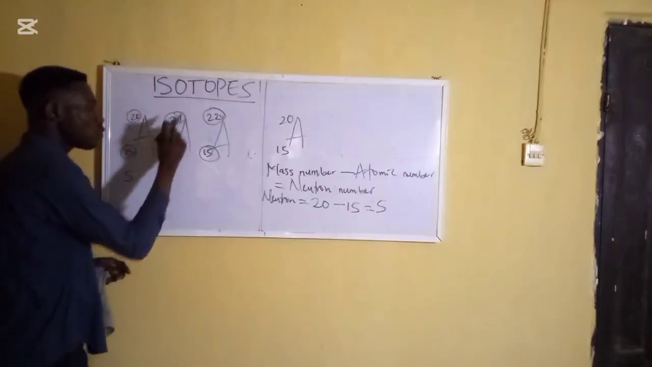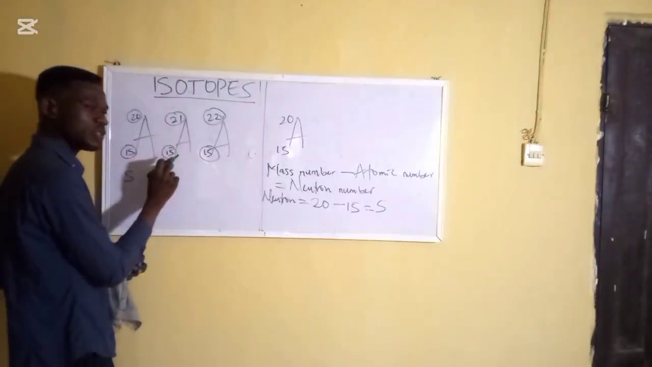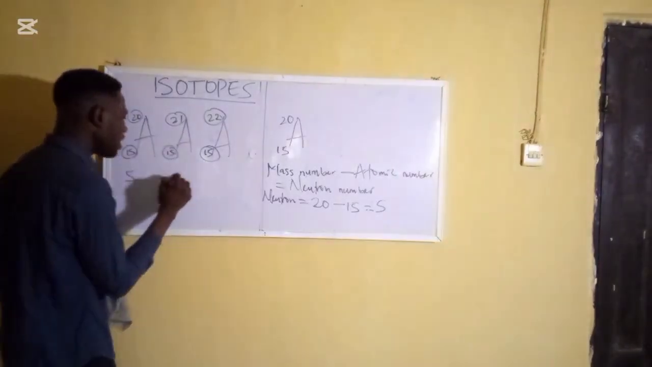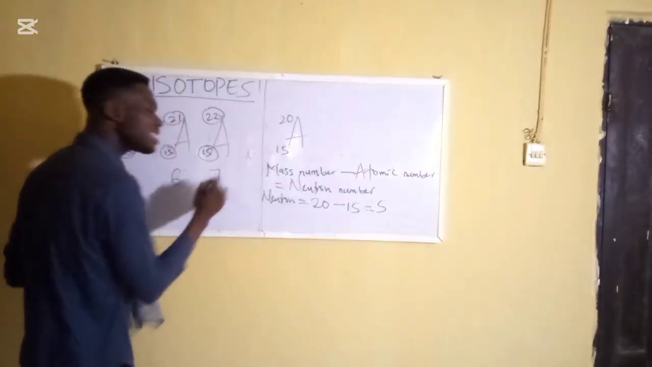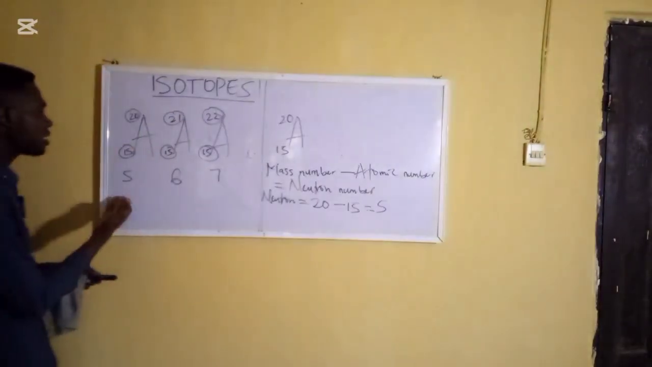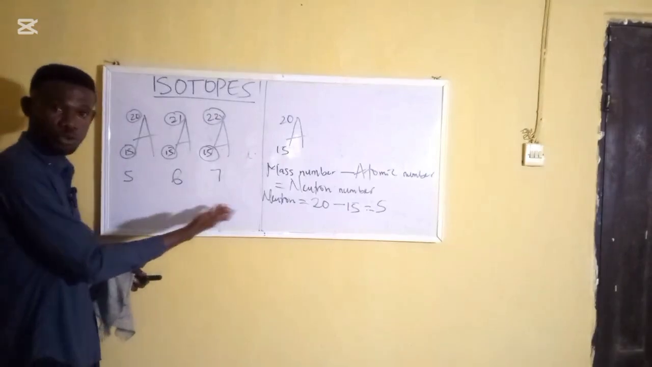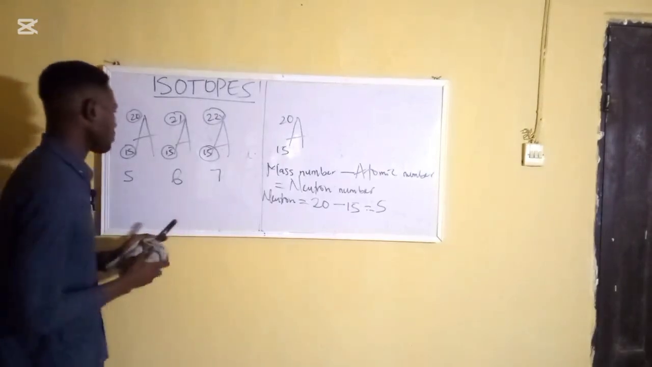When you subtract 15 from 21, 21 minus 15, when you carry out this calculation, you'll have 6 neutrons, and 22 minus 15, you'll have 7 neutrons. So you can see that they differ by the number of neutrons that they each possess.